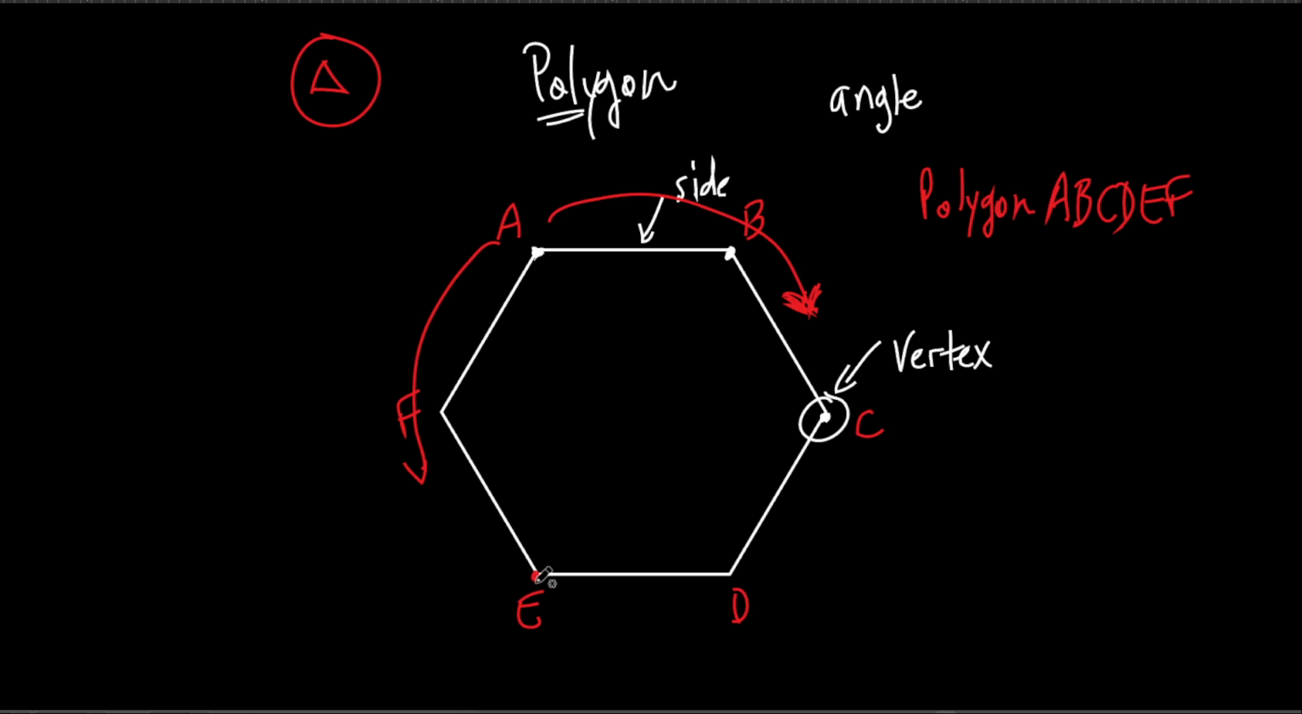I could start at E, and I could go E, D, C, B, A, F, or I could go E, F, A, B, C, D. It doesn't matter what letter you start at, and it doesn't matter which direction you go, but you've got to go to the one that's next to the last one. You get it? So A and B are next to each other. I've got to go either A, B and around or A, F and around.